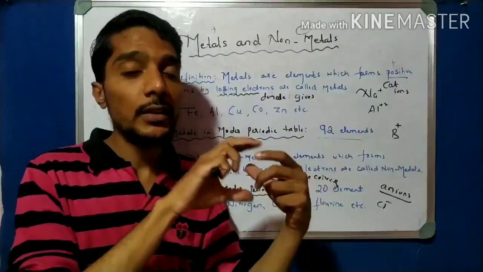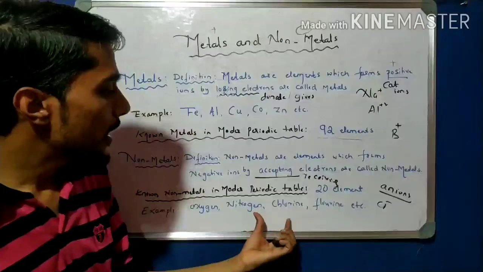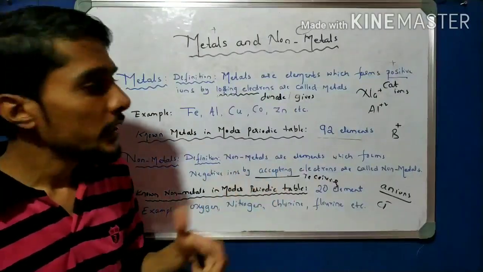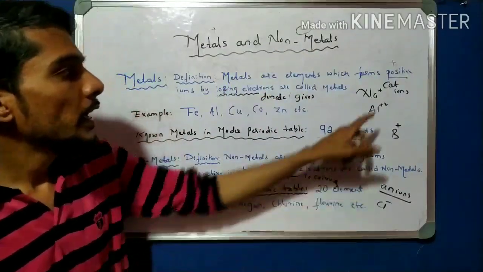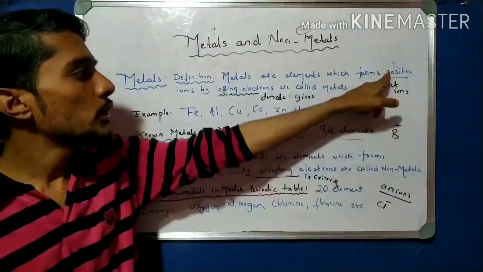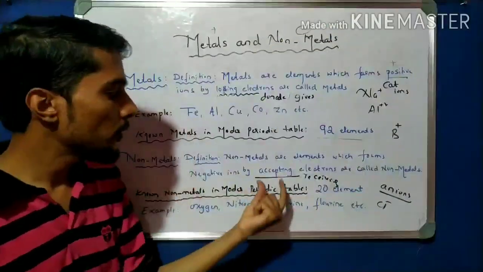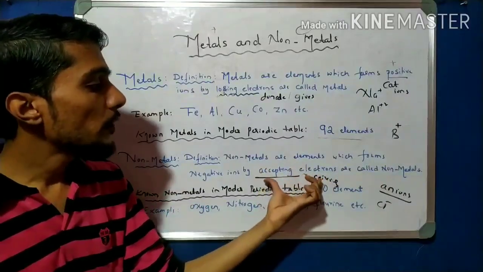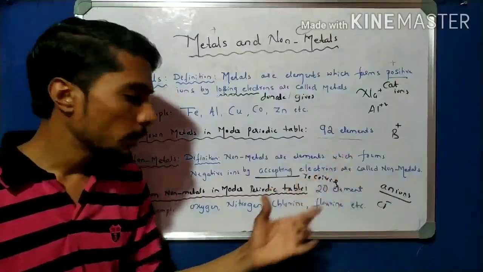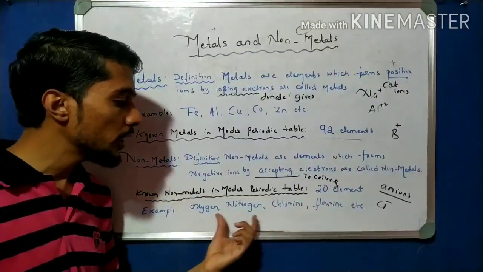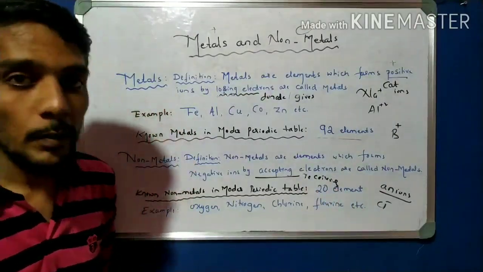Then there is transfer of electron, so there is formation of a bond. That is what are called non-metals. It is just the opposite. If you practice the metal definition, this one is automatically given to you. Here positive, here negative. Why positive? Because it donates the electron. If I give, it is a positive sign. If I accept, it is negative. Because of accepting electrons, they are called non-metals. So there are 20 non-metal elements, for example oxygen, nitrogen, chlorine, fluorine, etc. Total 20 examples in the modern periodic table.